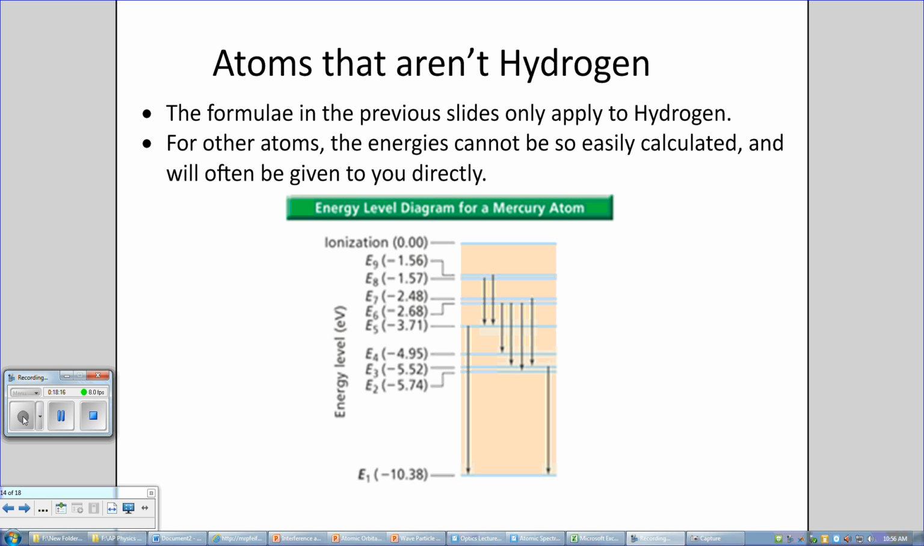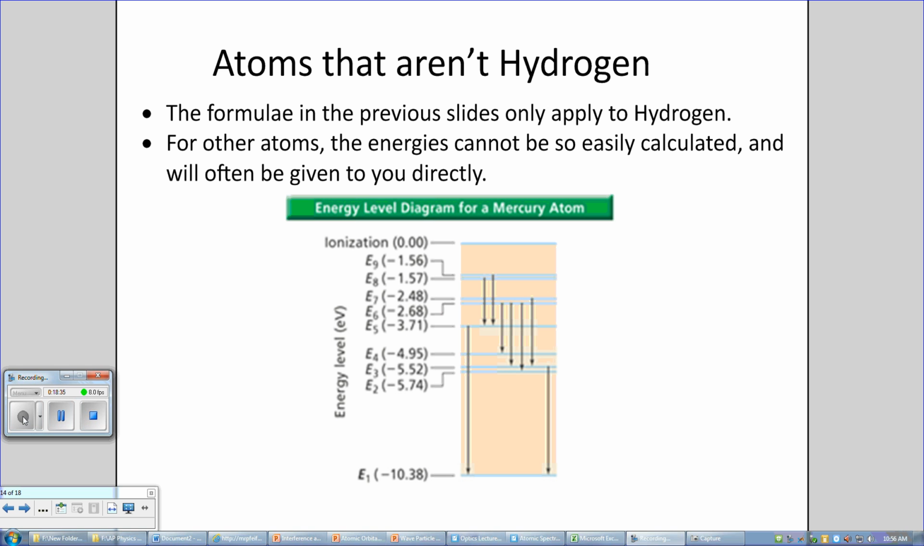Now, hydrogen, we have that specific equation for. All the rest are a bit too complicated to have such a nice, easy equation. So you're going to get charts like this. Charts like this are lovely. They're wonderful. They tell you basically the energy at each level.